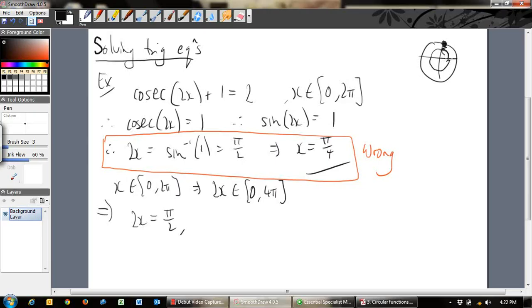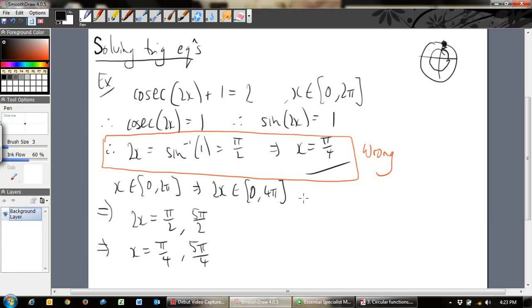Let's do this in pi on 2s. That's 4 pi on 2, plus another one, that's 5 pi on 2 as well. 5 pi on 2 is also another solution, because remember, 2x ranges between 0 and 4 pi. Now this is all of our solutions. Now we can divide by 2, so x equals pi over 4 and 5 pi over 4.